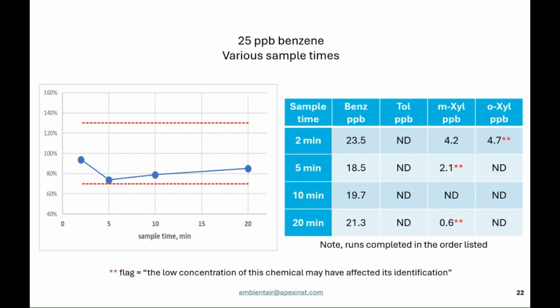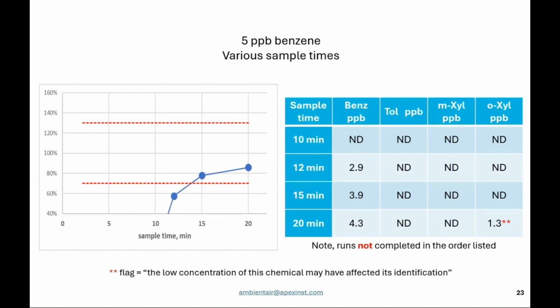On this next test, we're observing 25 parts per billion of benzene at various sample times. Again, keep in mind that the limit of detection varies with sampling time. In general here, we're seeing the VOC analyzer slightly underreporting the benzene, but we are within that plus or minus 30% range identified by AECOM. So pretty strong results here for a little higher concentration at various sampling times.